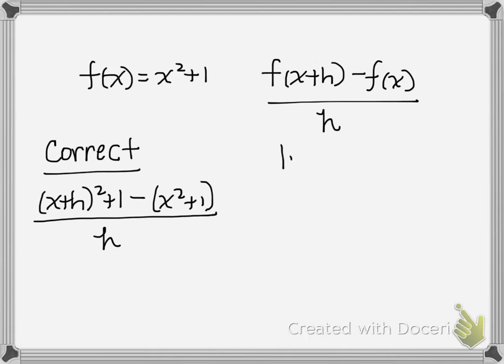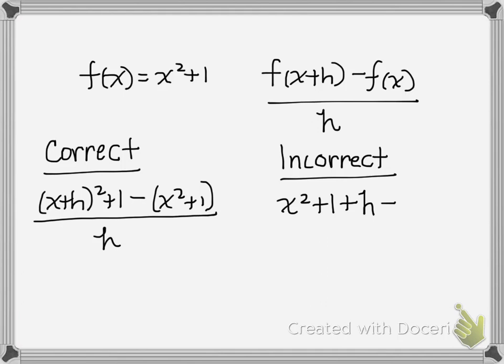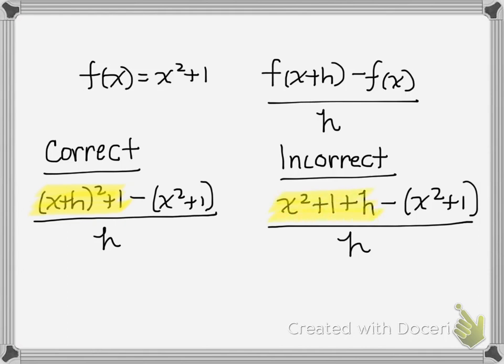And then the incorrect thing that I see students do is this. They go x squared plus 1, so that's f of x, and then they go plus h, and then they go minus x squared plus 1, hopefully keeping the parentheses there. So just look at this and see the difference between the correct version here, that first part, the f of x plus h is the part that students get incorrect, and then here.